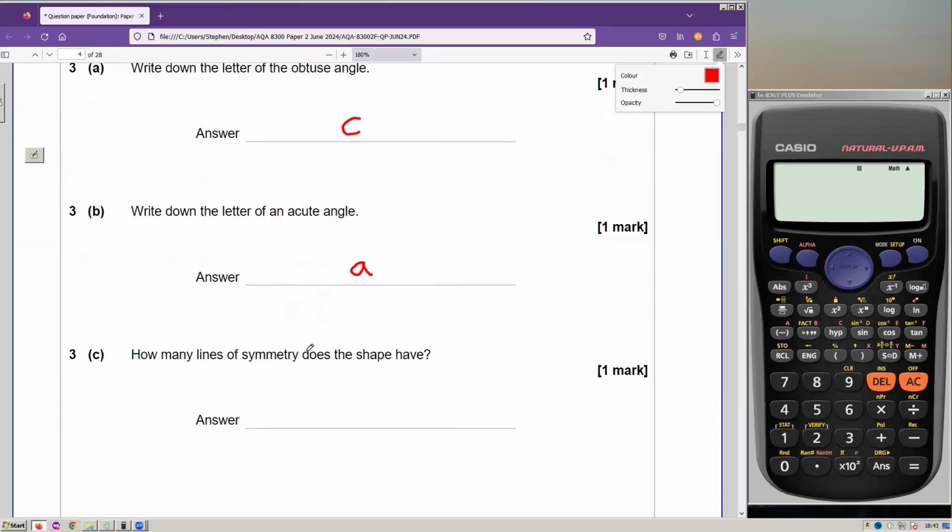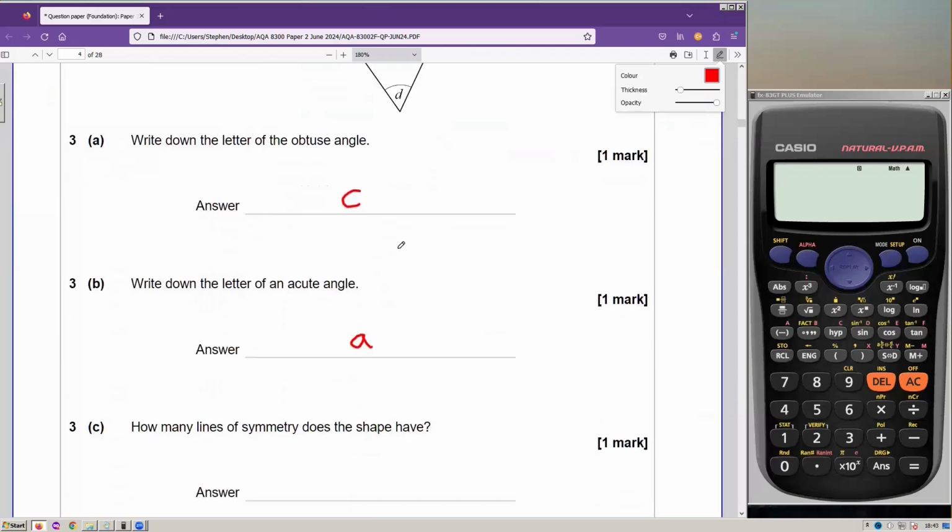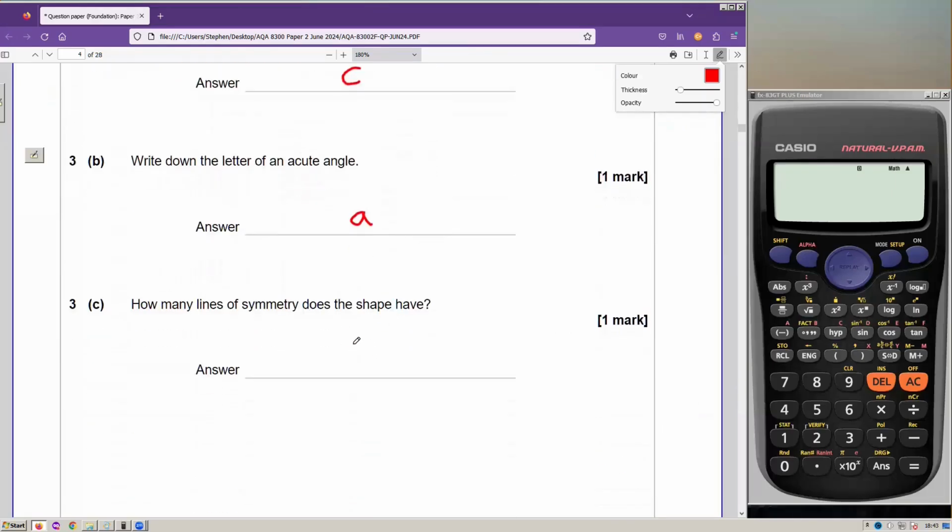How many lines of symmetry does the shape have? Well, I don't think there's any. There's no way I can put a line through this where it's the same shape one side of the line and the other, because we don't know what these angles are. So I'm going to put 0.